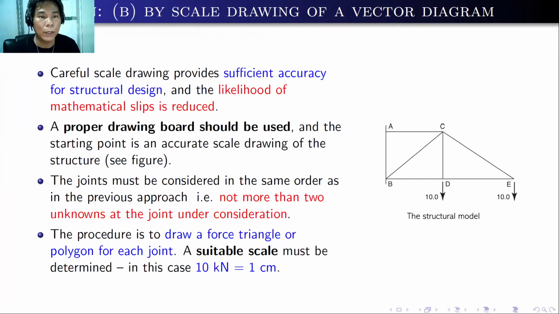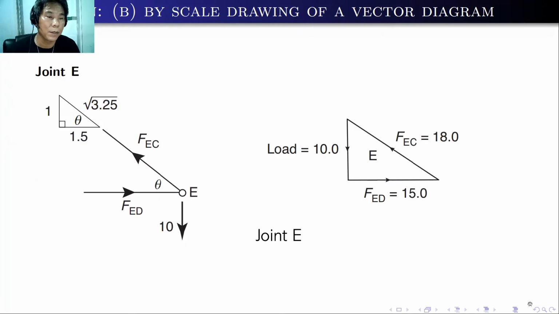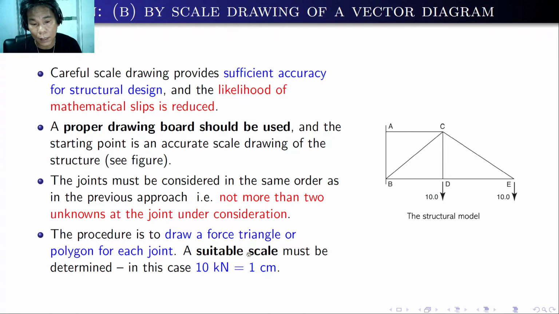So here, what we are going to do is a scale drawing of a vector diagram for each joint. And since we will be looking for two unknowns at a joint, we will be using joint E first. So for joint E, we have these forces we assumed last time in our example, and we will start from the known force, that is the 10 kilonewton force. Again, the scale we use is 10 kilonewton equal to 1 centimeter.